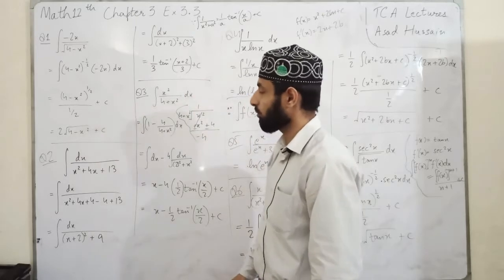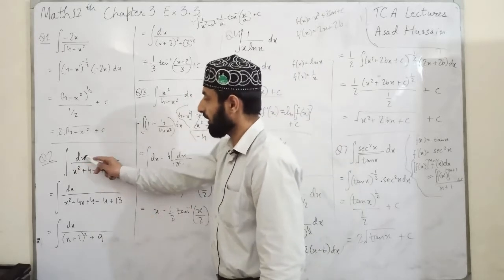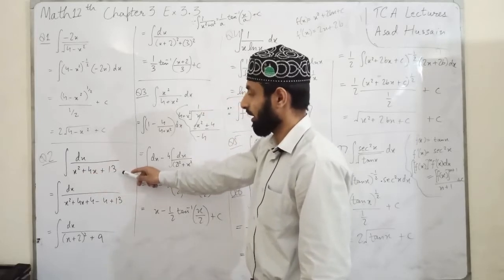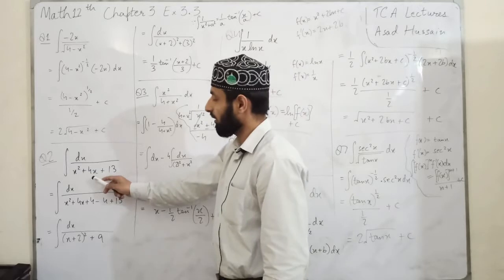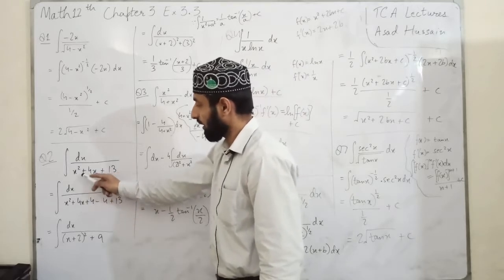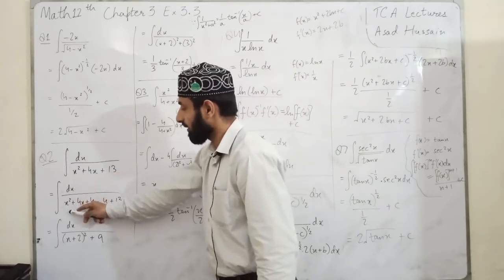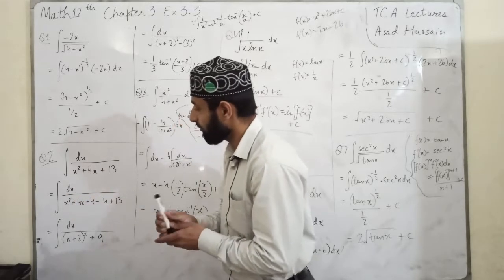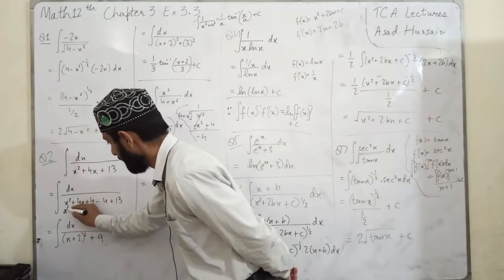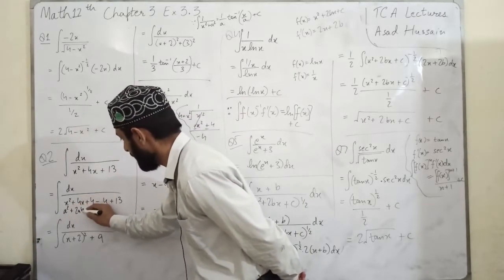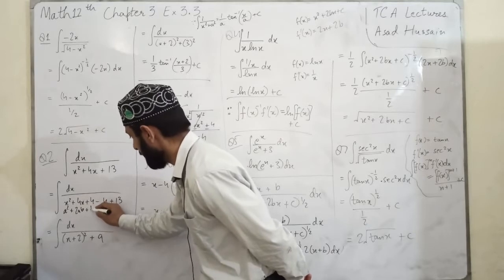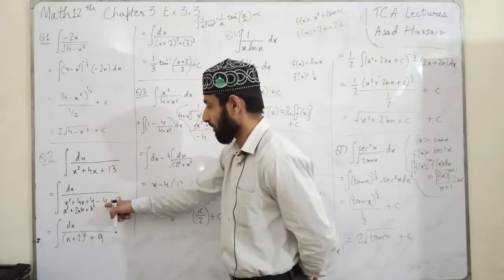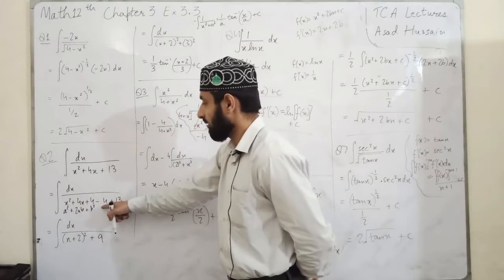Moving on to part number 2, which is integral dx over x square plus 4x plus 30. Now, I will complete the square in the denominator like this: integral dx over x square plus 4x. This term is categorized as a square, this is 2ab, and this term will be categorized as b square. So, I will add 4 and subtract 4.